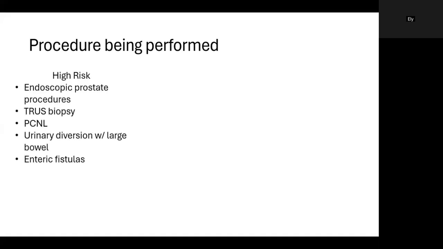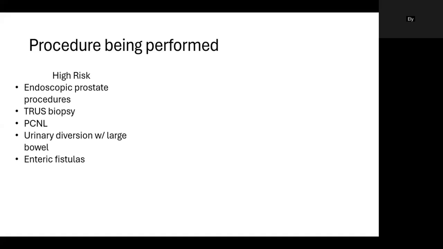So now, as we briefly mentioned, these classifications don't always accurately depict the actual risk of surgical site infection with respect to urologic procedures, specifically in the clean contaminated class. And for this reason, we can stratify urologic procedures based on the actual associated risk post-operatively. So first, we'll have high risk procedures. These include things like endoscopic prostate procedures, transrectal ultrasound guided biopsy, PCNLs, urinary diversions, especially with large bowel and enteric fistulas.